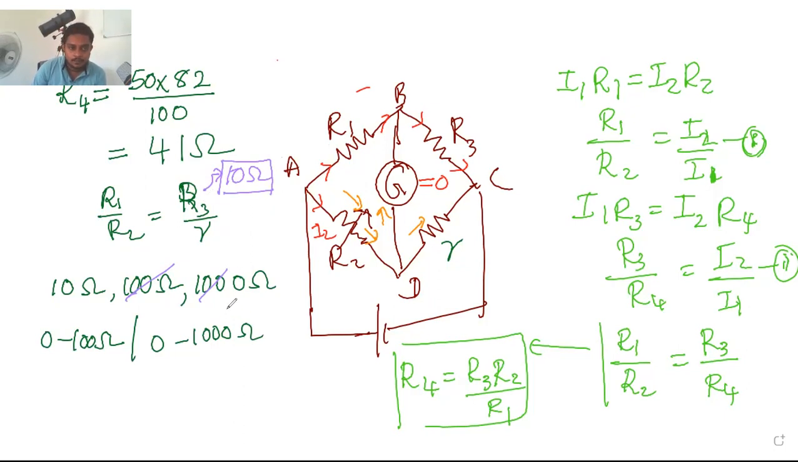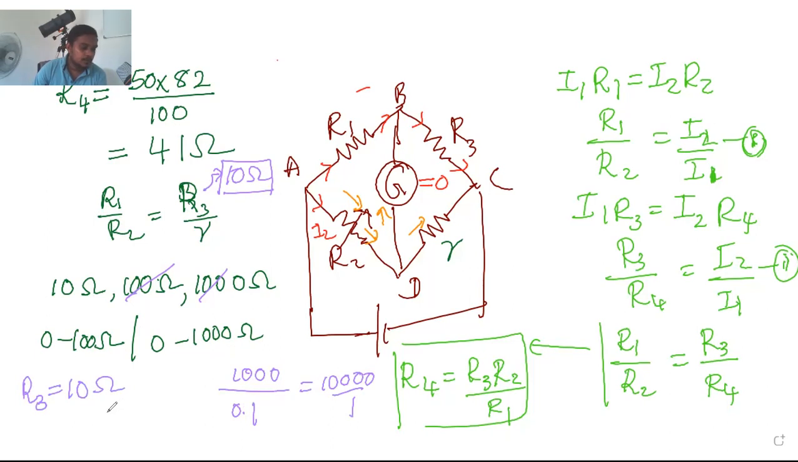If we consider to select 1000 ohm one, this is 0.1. So then the ratio becomes 10,000. So you have to find R1 and R2 in order to give the 10,000. So from these set of resistors, you won't be able to get 10,000 from them. So obviously R3 you have to select as 10 ohm.